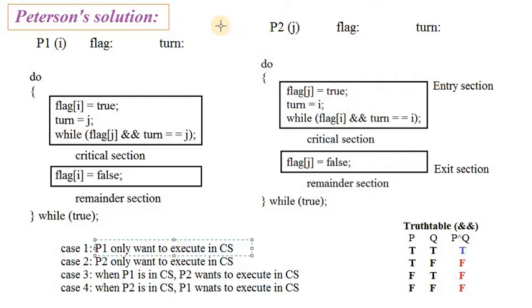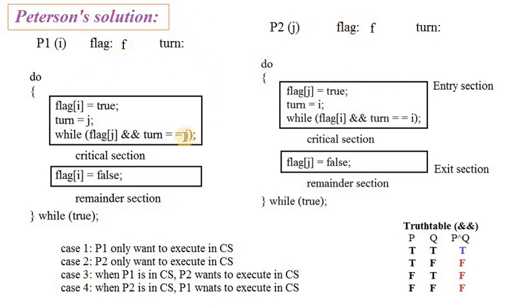Here the default values for their interest, for both program 1 and program 2, the default value for their interest is false only. So let me simply denote it like this: F means false, T means true. For both the programs, initially the flag bit will be false only.